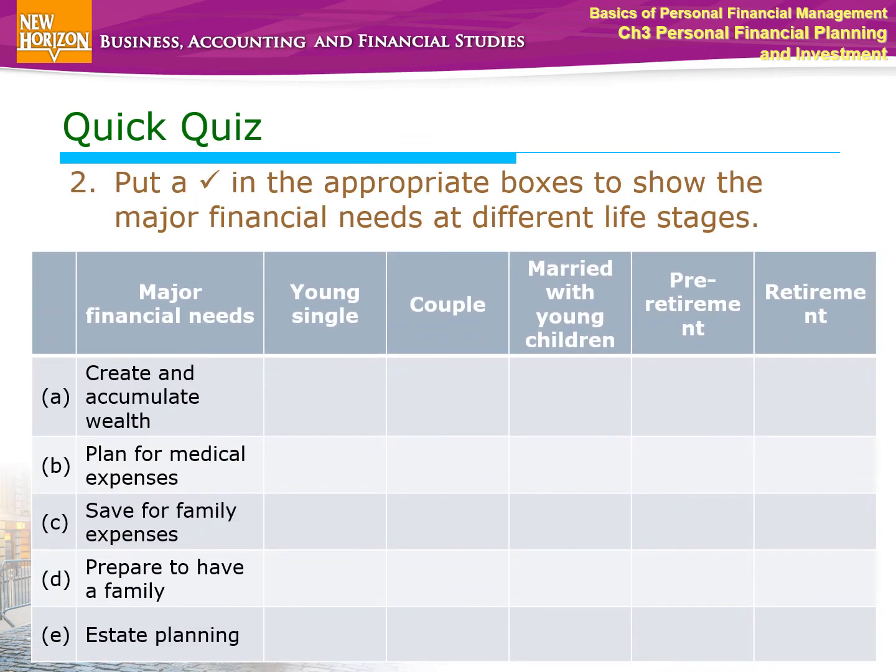Okay, quick quiz to see if you know. A, create, accumulate wealth. Which stage should it be? Yes, young single. Plan for medical expenses. Yes, pre-retirement. Save for family expenses. Family. Yes, of course. Married with young children. Prepare to have family. Of course, couple. Estate planning. Estate means property left behind. Of course, retirement. Yes.